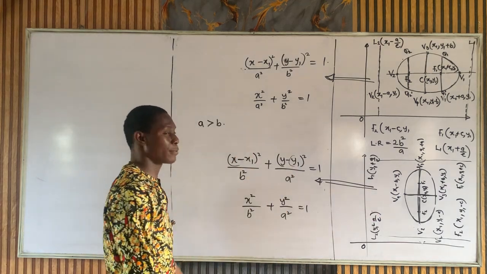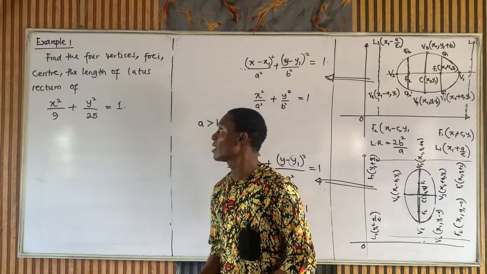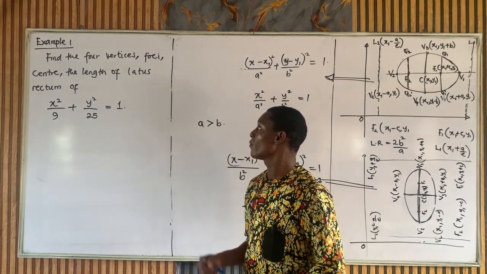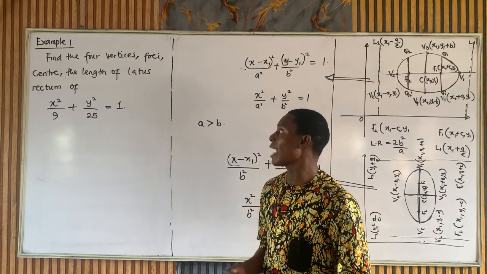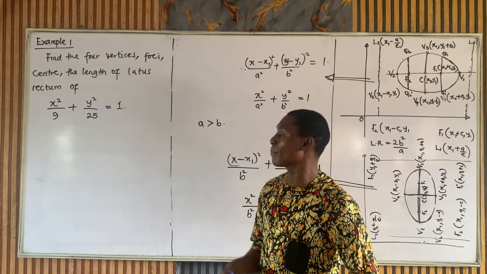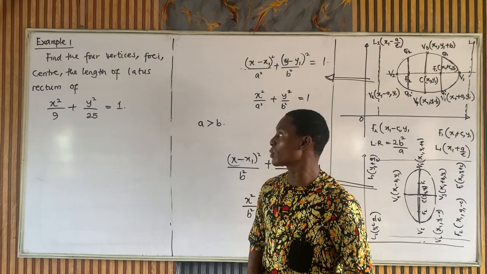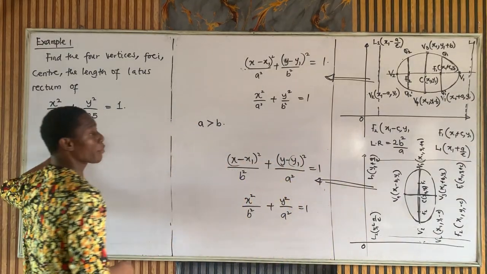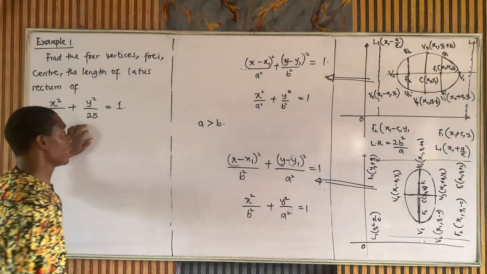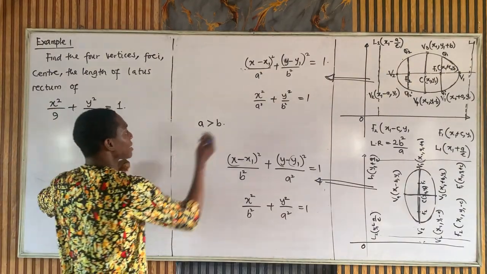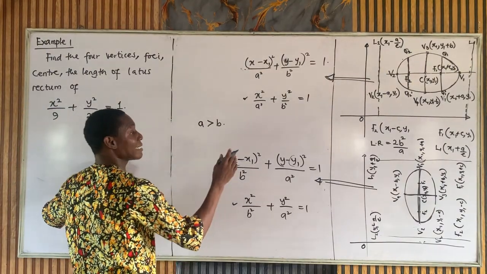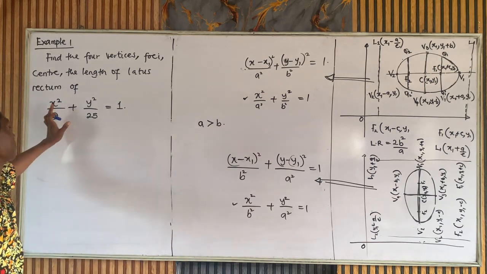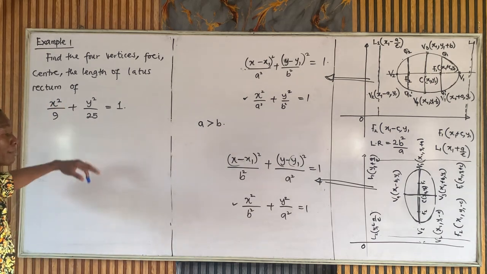Let's take an example now. Example 1. Find the 4 vertices, foci, center, and the length of the latus rectum of x squared over 9 plus y squared over 25 equals 1. Well, this is the equation of an ellipse. And obviously, it's clear that it's of one of these types, where the center is at the origin, since it's not giving us x minus something or x plus something.